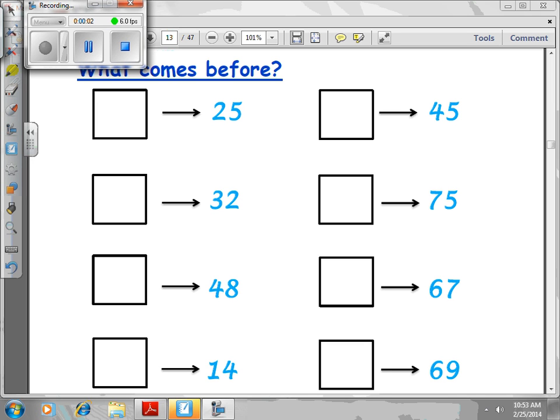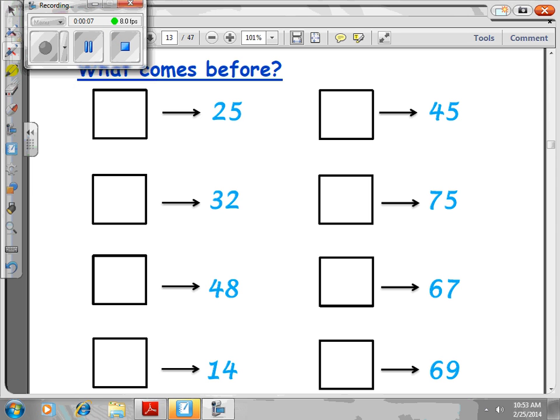KG2. Who remembers the lesson? What comes before? Now, the first example we have, this number is 25. Who knows what comes before 25? Let's count together. After 20, 21, 22, 23, 24, 25. So what comes before 25? Yes, it's 24. Before 25, 24.